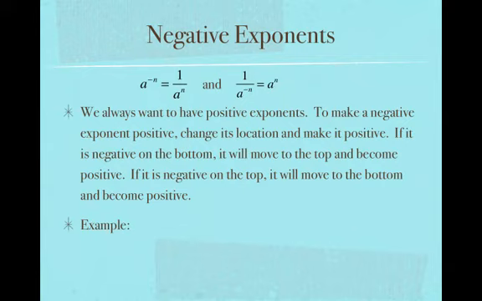Okay, so again, we always want to have positive exponents. So to make a negative exponent positive, we change its location and make it positive. If it's negative on the bottom, we move it to the top. If it's negative on top, we move it to the bottom.